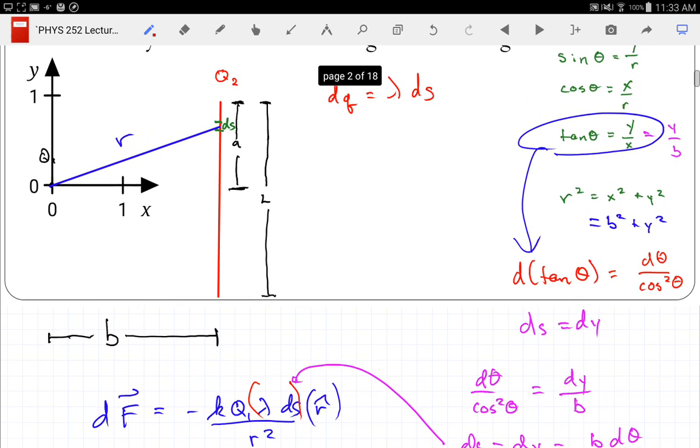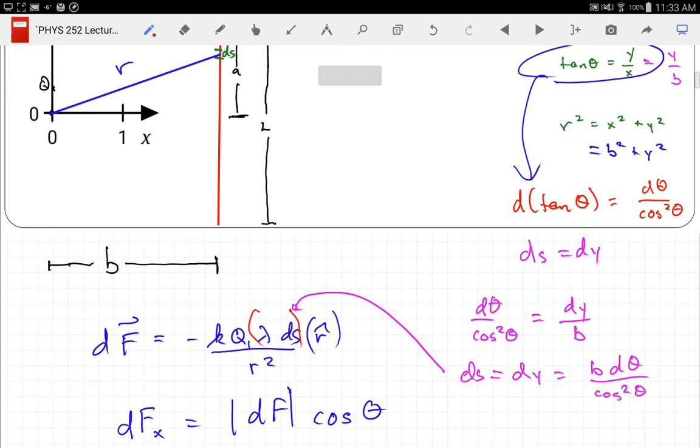And then I said, but now I need to integrate this up, and if you look at this, I have ds and r as two different variables. s is the distance along that wire, and r is the vector from charge 1 to charge 2. Those are two different variables. They're not going to stay constant. That's what makes them variable. So I have two things that aren't going to stay constant. In order to do the integral, I need to get it down to one.